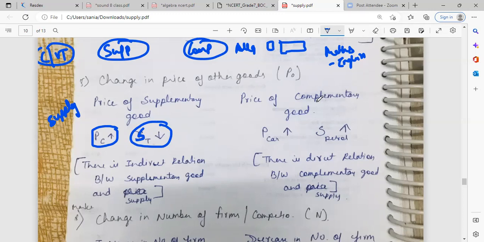Okay, good. Now coming to complementary good. Complementary good is like, for example, car and petrol, right? If there are more and more number of cars, more and more petrol will be selling out, right? So if price of car increases, right? So what will happen? The supply of petrol will also increase, right? Because prices are increasing, you are producing more and more. So that's why supply of petrol will also increase. So there is a direct relationship between complementary good and supply.